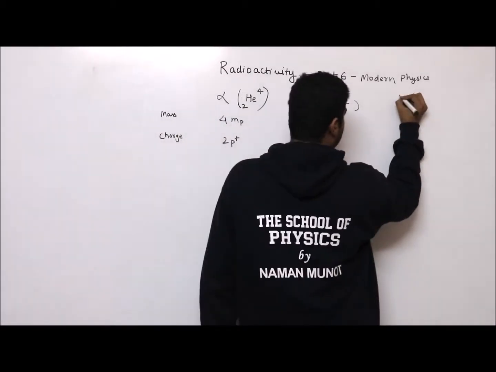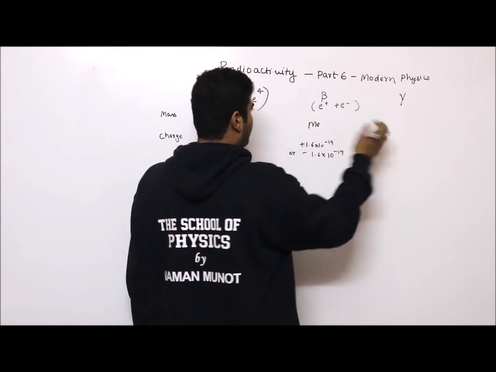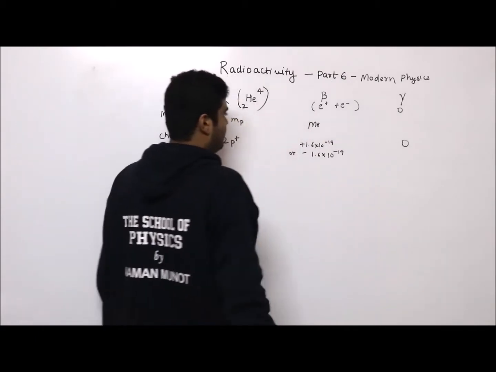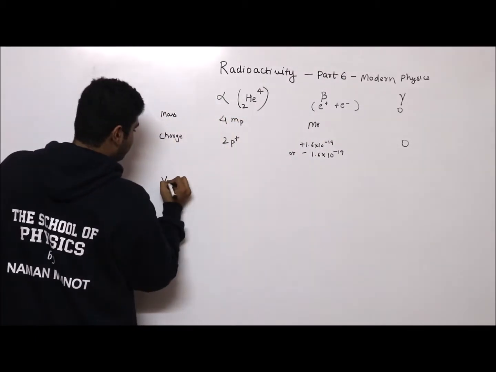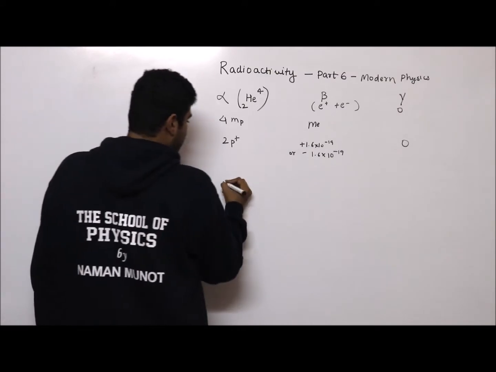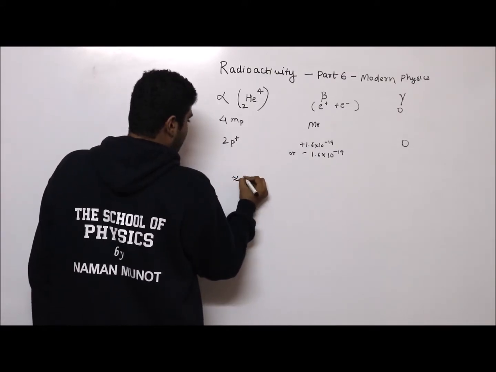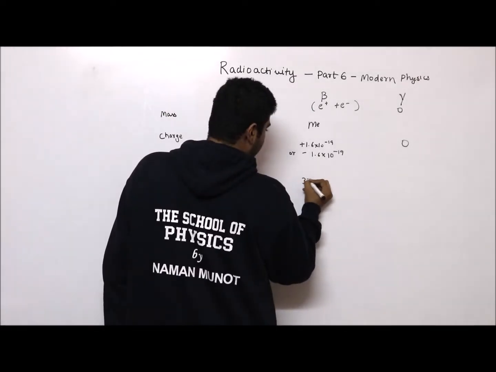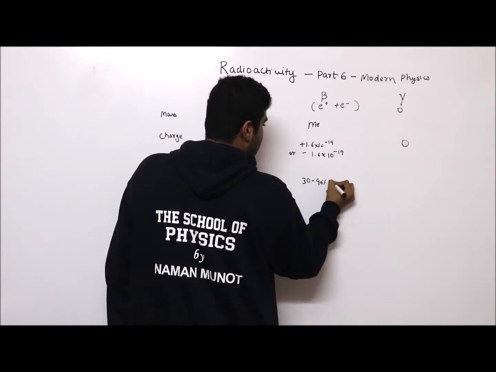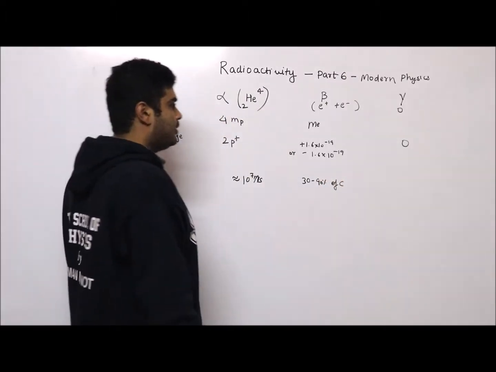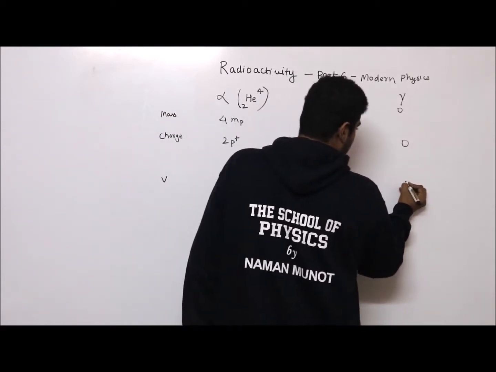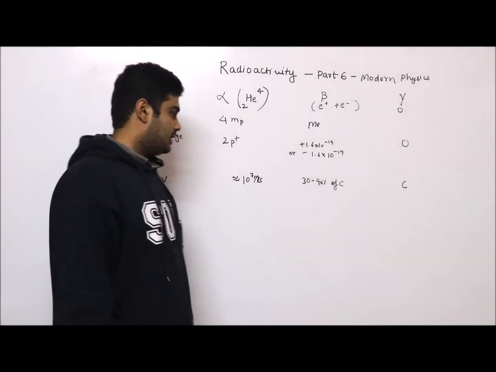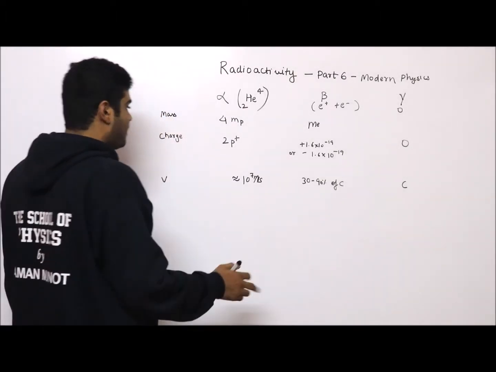Then there is the gamma particle, which is nothing but a photon. So it has zero mass and zero charge. Then the velocities of these particles: this one has approximately 10 to the power 7 meter per second velocity. This one has something like 30 to 90% of c, like 3 into 10 to the power 8 meter per second. And this, as you know, is the photon, which has velocity equal to c, which is 3 into 10 to the power 8 meter per second.